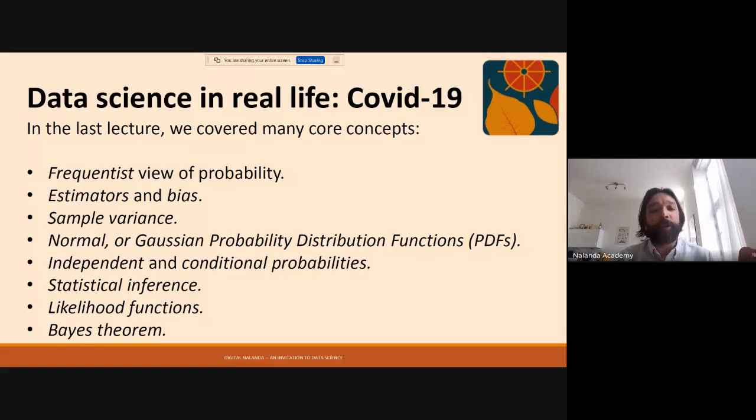So on the lecture from now, I suppose almost 2 weeks ago, we basically just did a hit and run introduction of all of these concepts, the frequentist views of probability, things like estimators and bias. I recommend that you go back and take a look at the first lecture of this two-part special applications topic on COVID-19.